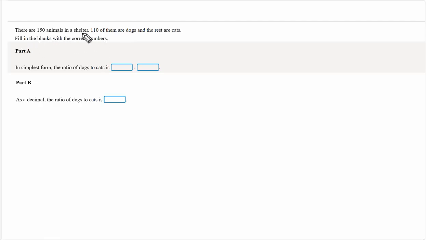There are 150 animals in the shelter. 110 of them are dogs and the rest are cats. So 150 animals in the shelter, 110 of them are dogs. Now keep in mind, don't get confused. There are no other animals there. They're just dogs and cats. So then the next number is going to be for cats. So this was for dogs, and the next one is 40 for cats. So 110 is dogs and 40 are cats.